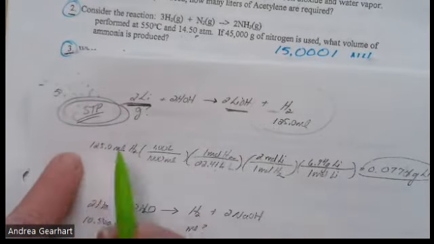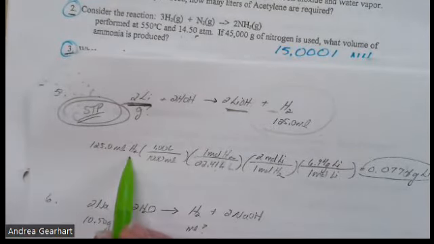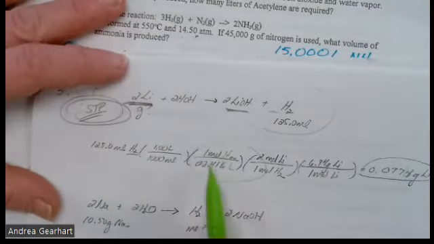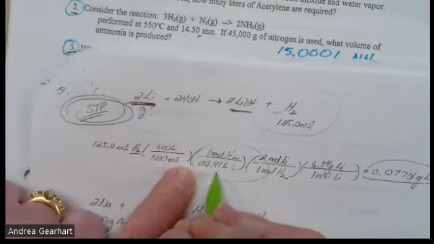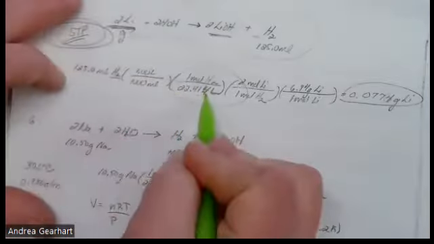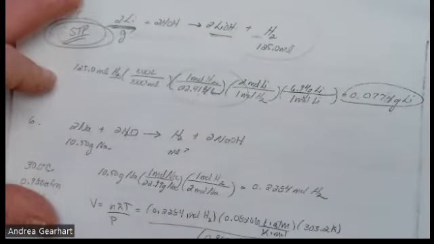So starting with milliliters of hydrogen, I know I need moles, I need moles, I need moles. This is gas. As long as I'm at STP, I can use 22.414 liters. That'll get me to moles, then mole ratio, then there.